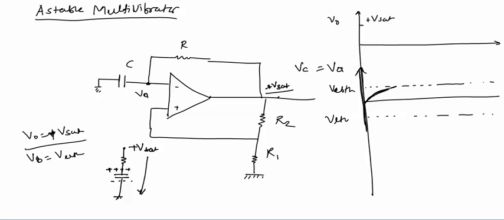And if while rising VA crosses VUTH, which is the present value of VB, then when this voltage VA crosses VUTH, at this point VA becomes greater than VB, and if VA becomes greater than VB, output at this point changes from plus Vsat to minus Vsat.